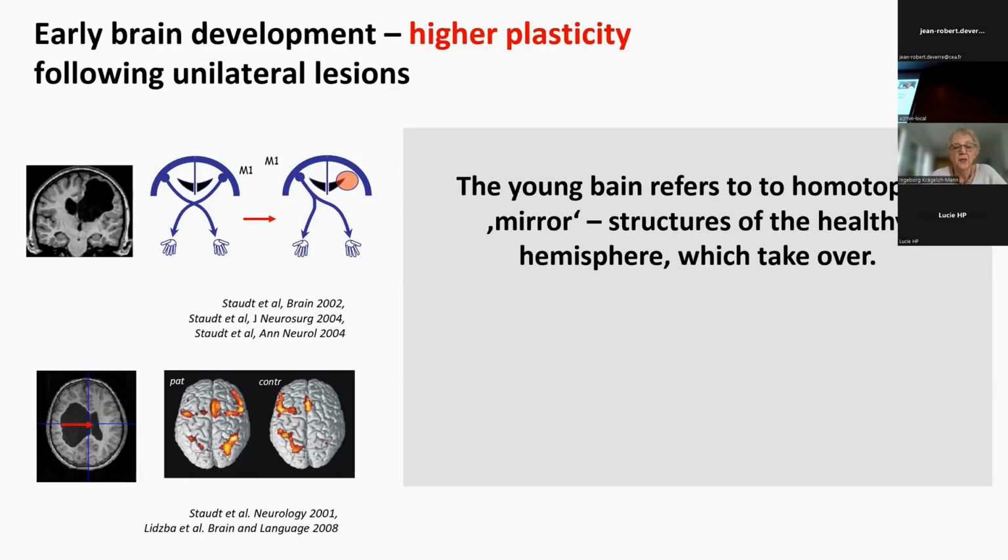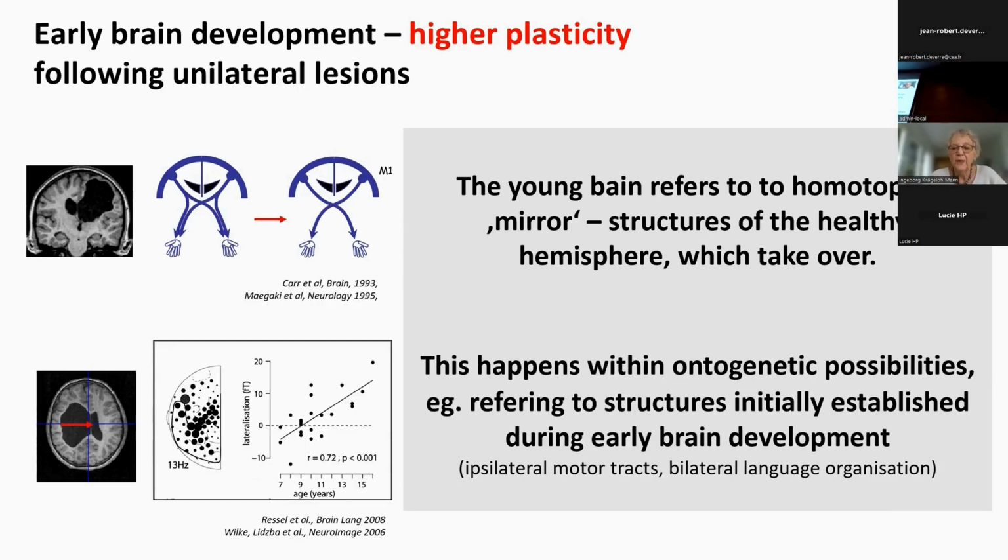First, about the unilateral lesions. The young brain refers to homotopic mirror structures of the healthy hemisphere. So in a situation where you have a huge lesion which completely disrupts the motor tract, the young brain can refer to an ipsilateral tract. And in a huge lesion affecting the left hemisphere, the patients can effectively organize their language in the right hemisphere in comparison to controls. And this can only happen when in early brain development you have the possibility for that function.